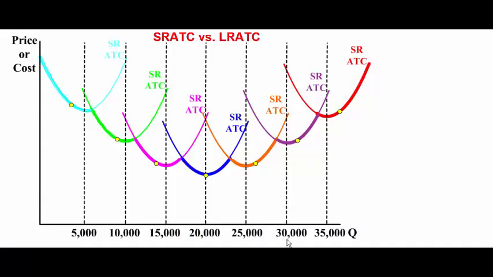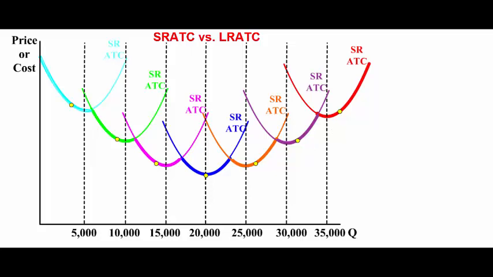As you recall from our previous discussion, the short-run average total cost curves, as you produce more and more units of output in this range between 5,000 all the way to 20,000 units, the average total cost curve begins to drop. But beyond 20,000 units produced, the short-run average total cost curves begin to rise.